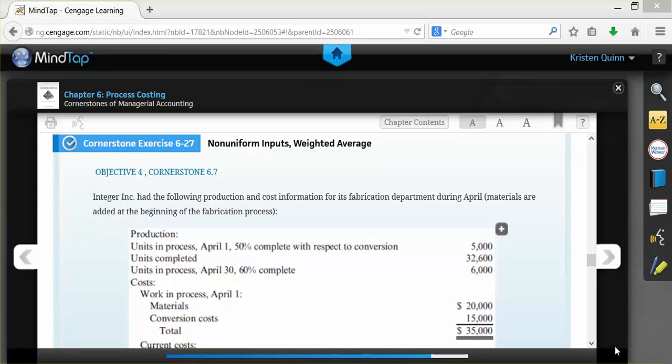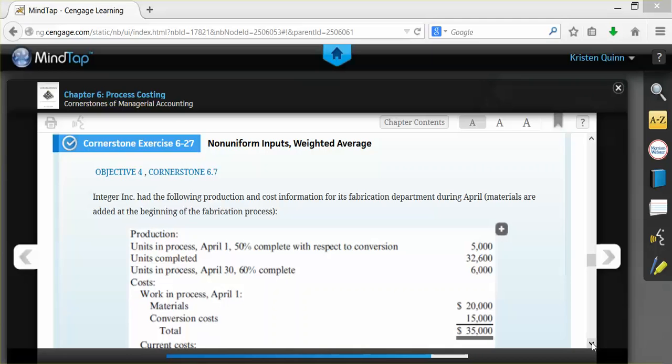In this example, we're going to be using Cornerstone Exercise 627 that can be found in your textbook on page 265. We are again going to calculate equivalent units and cost per equivalent unit, but for non-uniform inputs. In this example, they give us the following information.